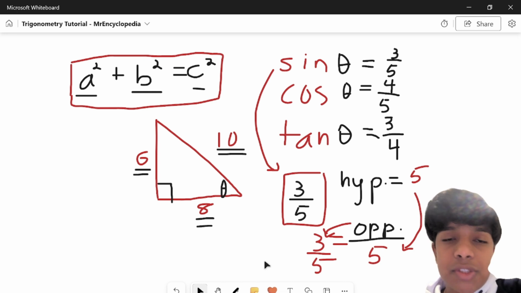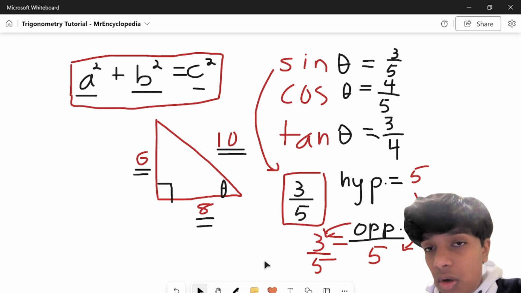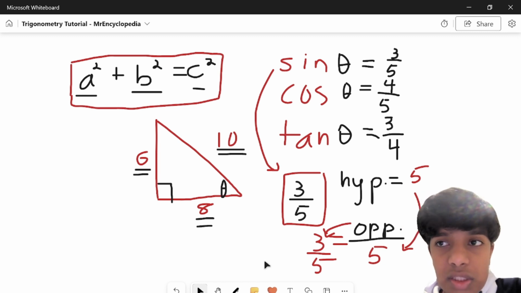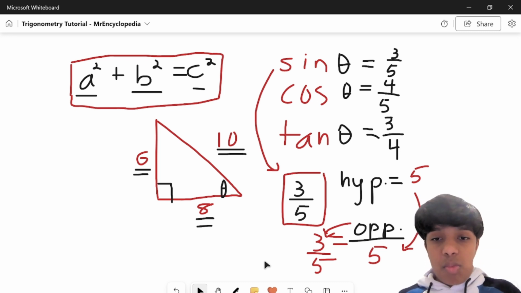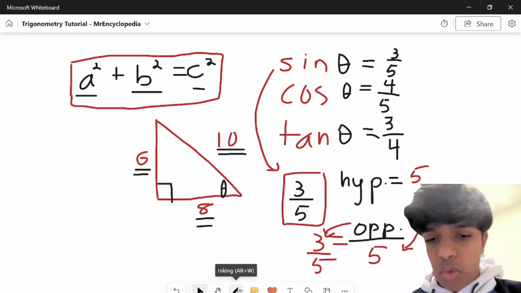And obviously we can find the other side using a combination of sine theta, cos theta, and tan theta. It just requires some calculations that you can use a calculator for if they expect you to find an actual decimal. But yes, that is a pretty basic overview of trigonometry.